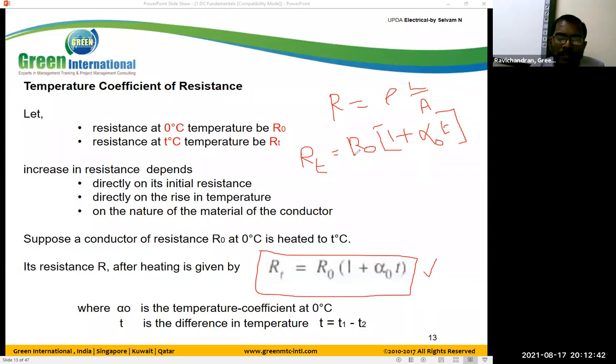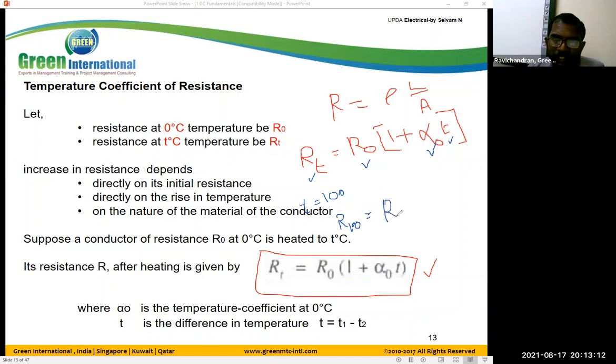Now we have 1, 2, 3, 4 unknown variables. T stands for temperature. For example, T is equal to 100 degrees, which means R of 100, that is, the resistance at 100 degrees.